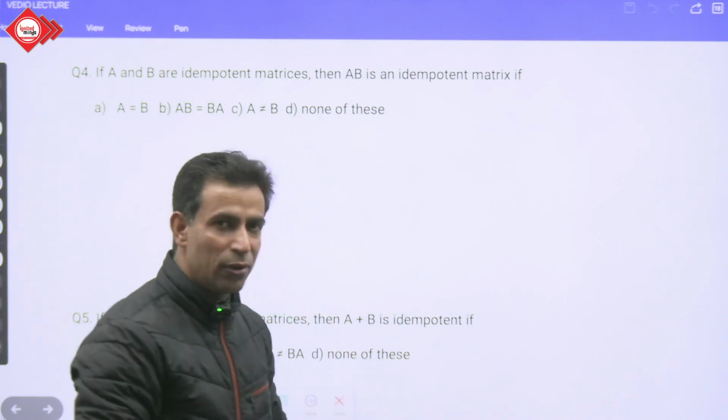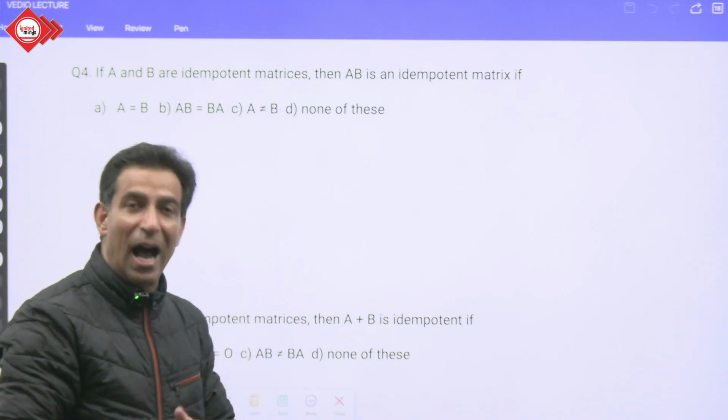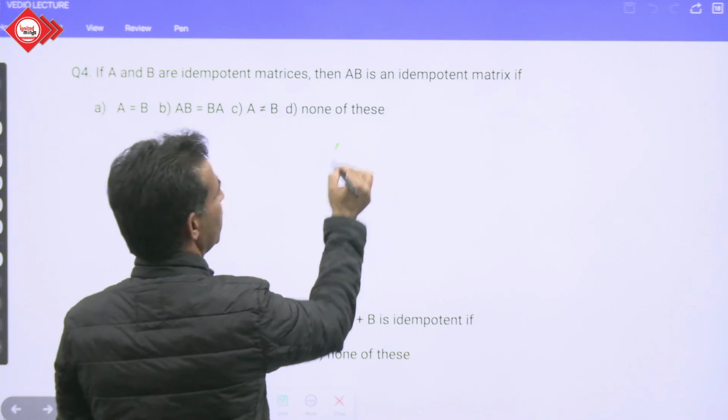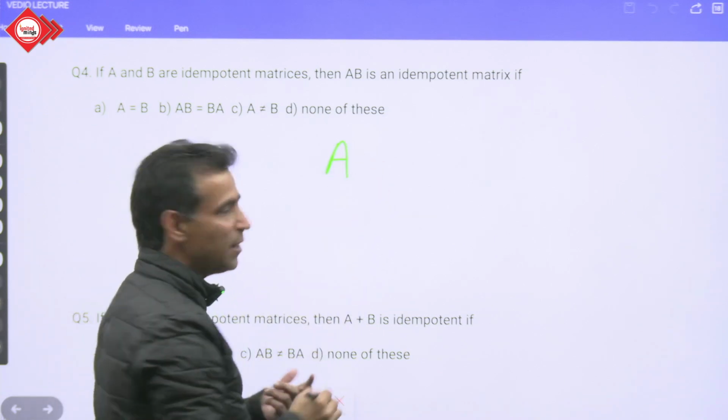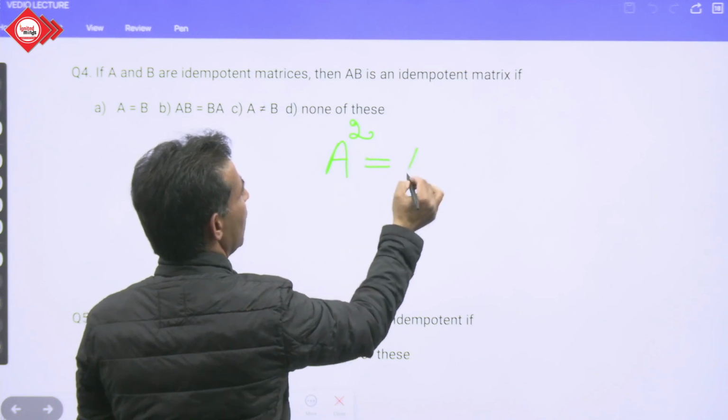Let us have a look. When is a square matrix said to be an idempotent matrix? A square matrix A is said to be an idempotent matrix if its square comes out to be the same matrix.